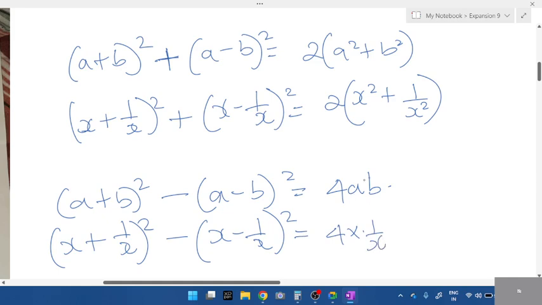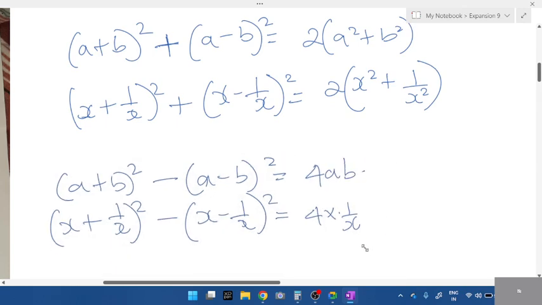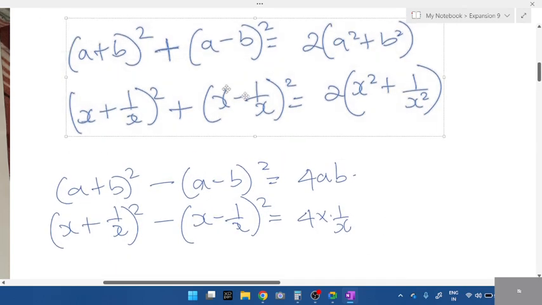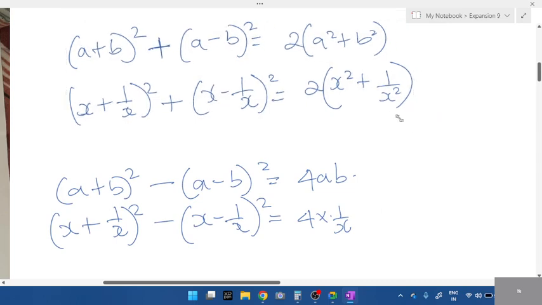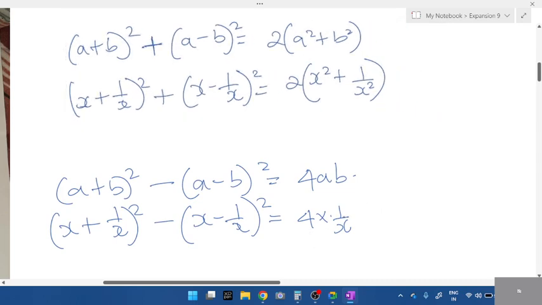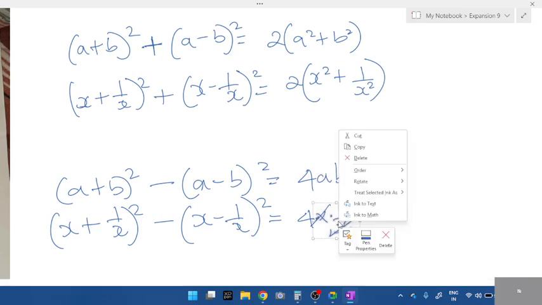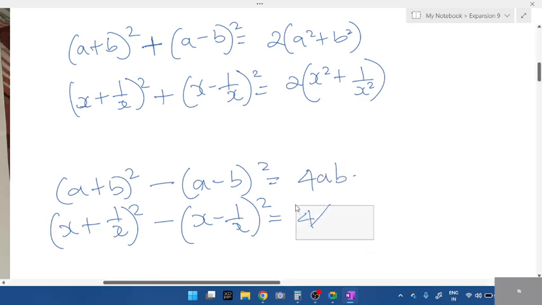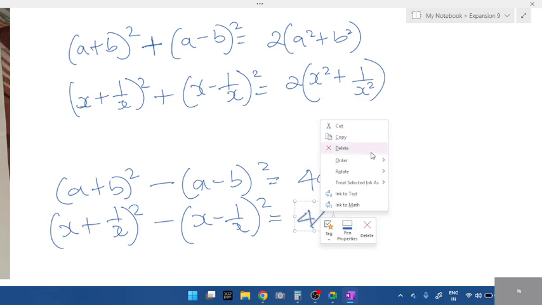What is that here? And what do you call that? Is it multiplication or is it addition? So do you write 4 plus 1 by x or 4 into x plus 1? You have to put the multiplication sign. Yes, 4 into x into 1 by x, and x gets cancelled. What is left? Only 4 is left. Make a note of this formula. So you don't have to write 4 into x into 1 by x. Just write 4.